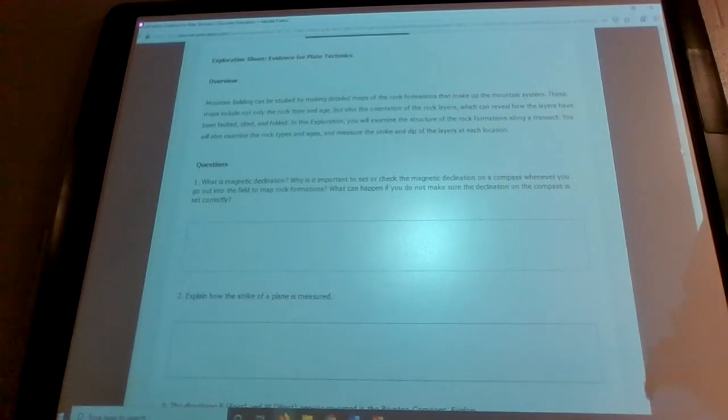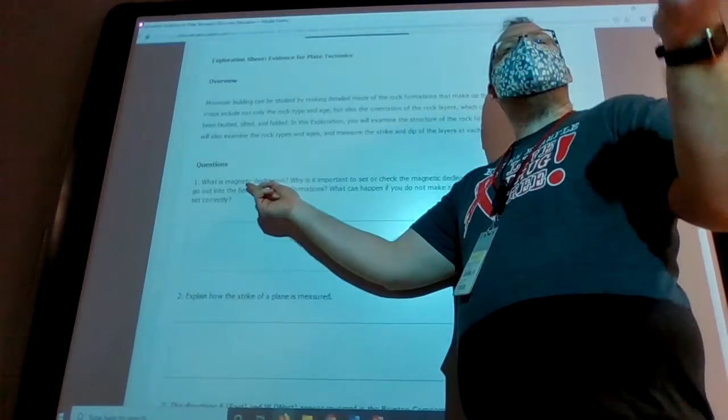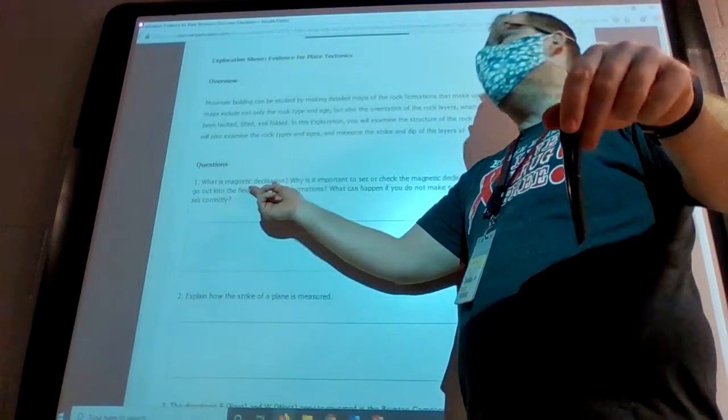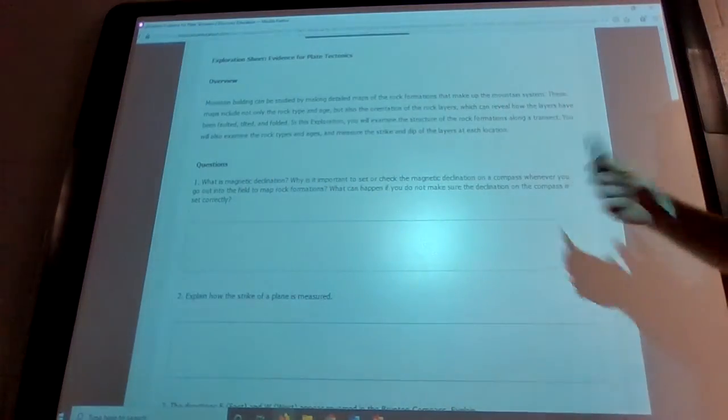Depending on what state you're in or what part of the world you're in, it'll be a different number at different times. So magnetic declination is the difference between the magnetic North Pole and the rotational North Pole. How many degrees difference they are.